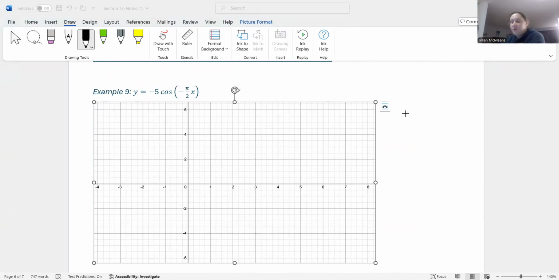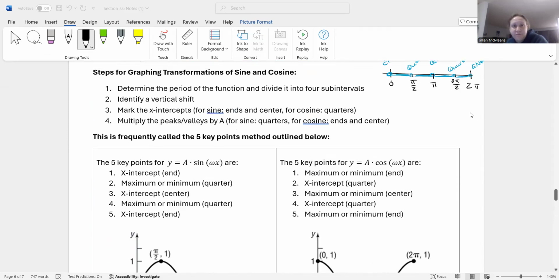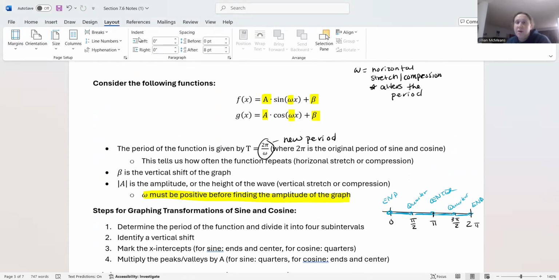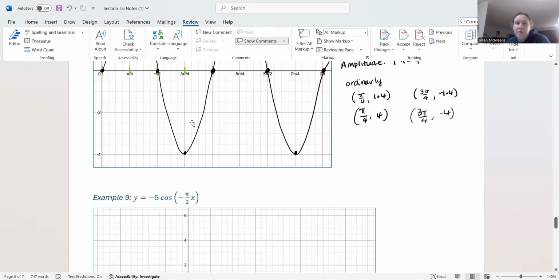Okay, so this time, for example 9, we're going to look at y equals -5 times cosine of -pi/2 x. We have a few things happening. We first need to acknowledge the fact that omega is negative. We don't want omega to be negative. Let me scroll back a little bit. When we were first learning about these transformations, we learned that omega needs to be positive before we find the amplitude of our graph. So let's go back down to example 9.